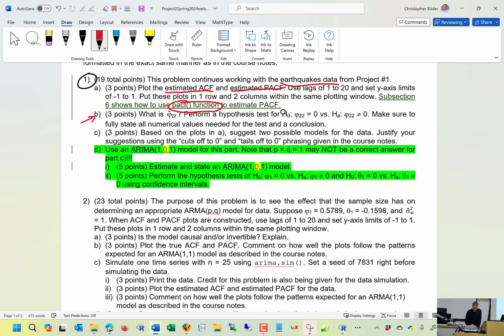Then, part B. Tell me what that second estimated partial autocorrelation is. State it. Do a hypothesis test for that partial autocorrelation. Subsection 5 talked about the process. Subsection 6 coming up then talks about here's the plot, here's how you make the judgment.